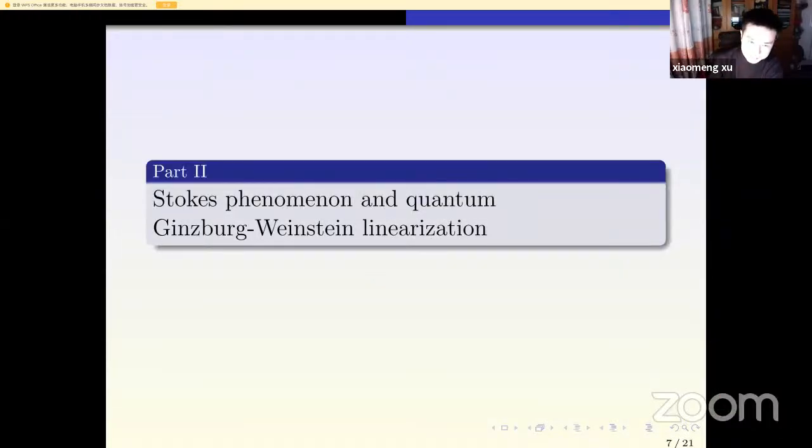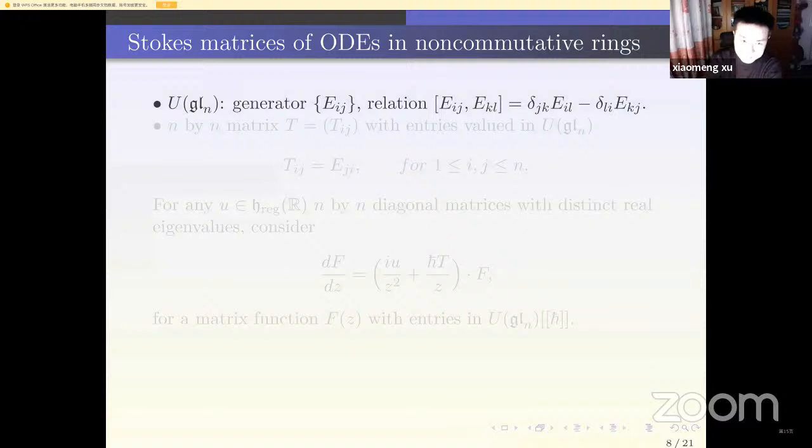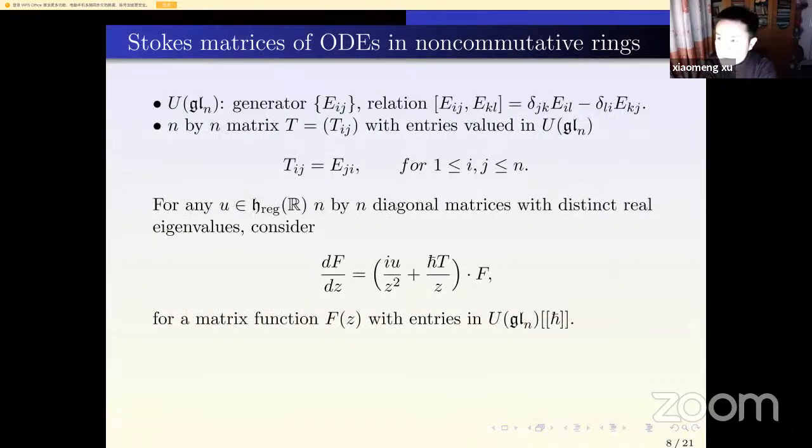Now I'm going to introduce a linear system with coefficients valued in a non-commutative ring, which is the universal enveloping algebra. Recall that such an algebra is generated by the elementary matrices with commutator relations, where i, j vary from one to n. And then I introduce such an n by n matrix due to the Killing form. Basically this is given by the Killing trace form, where this T is an n by n matrix with entries inside U(gl_n), whose ij element is given by E_ji. So this is the definition of T.